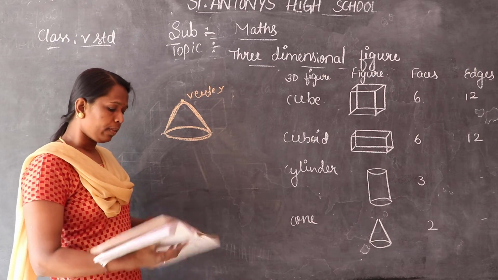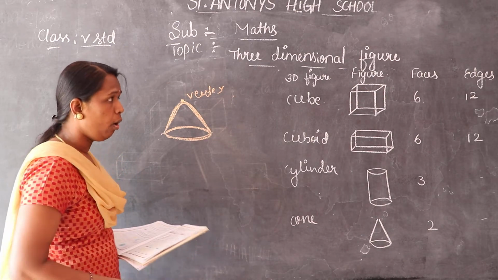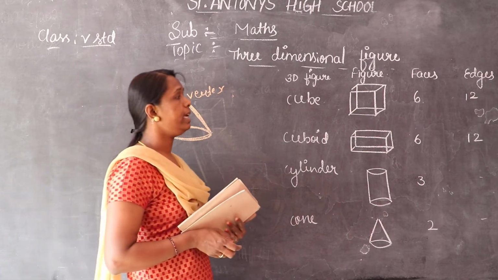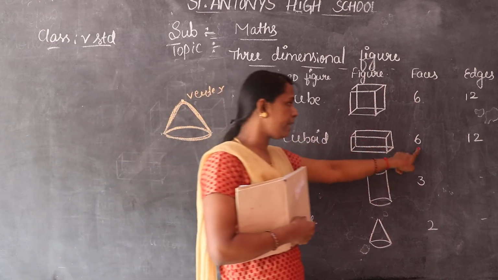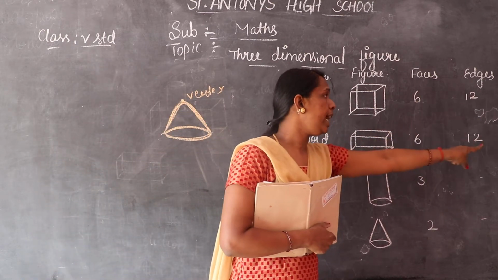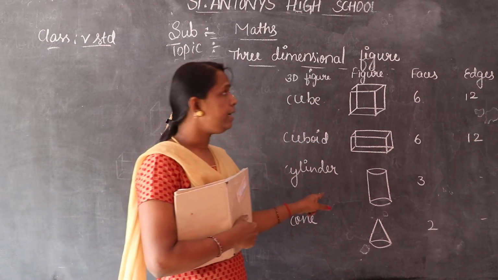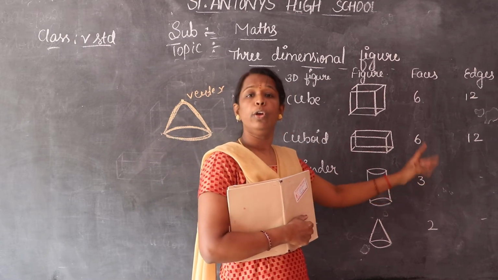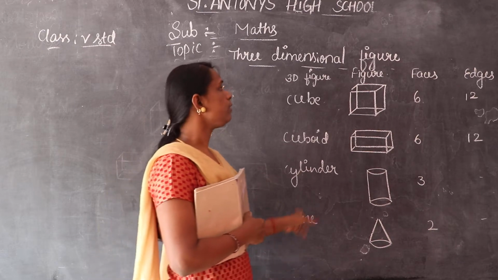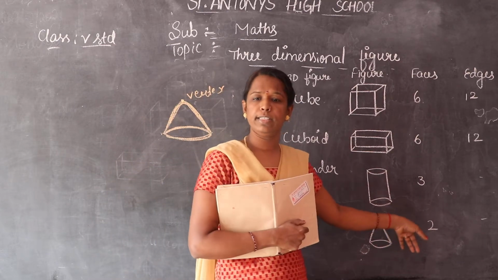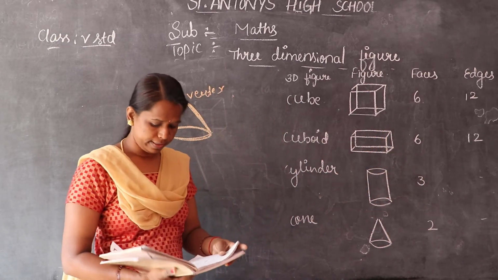Okay children, in a cube how many faces are there? 6 faces, 12 edges, 8 vertices. A cuboid has 6 faces, 12 edges, 8 vertices. A cylinder has 3 faces, no edges and no vertices. But a cone has 2 faces, no edges, and only one vertex point.